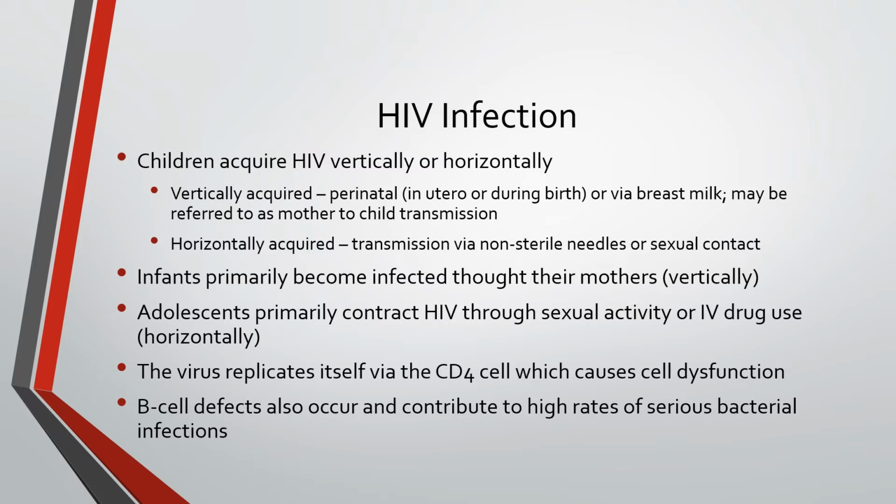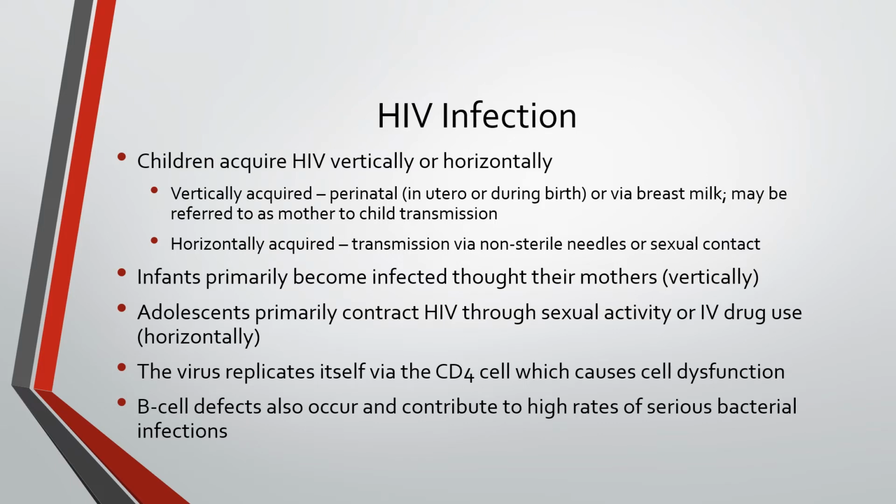Children acquire HIV vertically or horizontally. You can see vertically acquired patients are that perinatal, so they're in utero or during birth. It could be via breast milk. It's usually referred to as mother-to-child transmission. Horizontal acquired is transmission via non-sterile needles or sexual contact. Infants primarily become infected through their moms, which is vertical. Adolescents primarily contract it through sexual activity or IV drugs, which is horizontal.